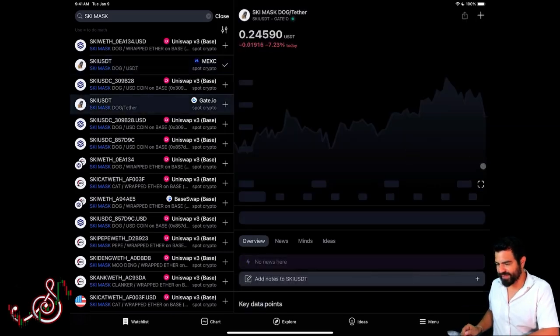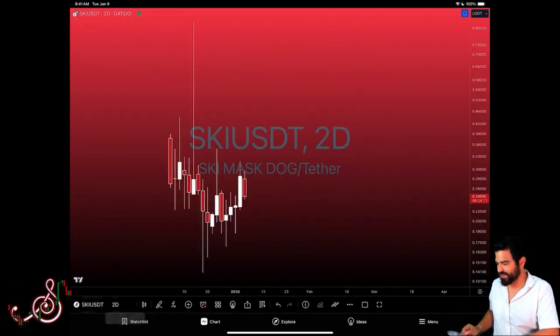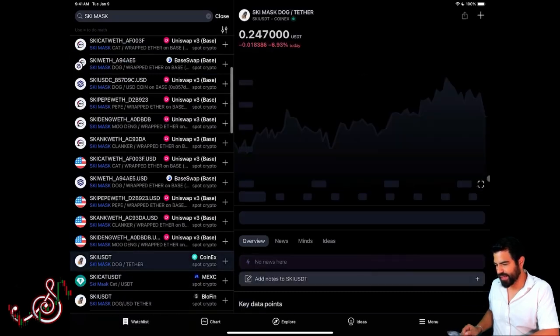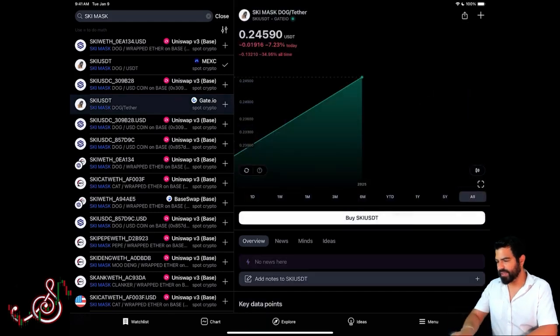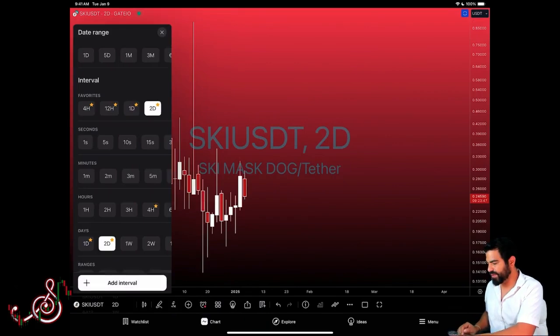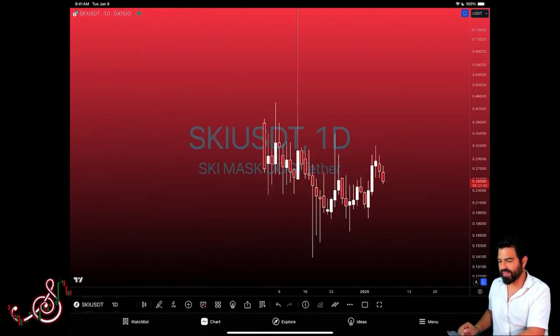Let's look on Gate.io to see if they got any further data. Nope, same. We got December 2024. It's a good coin. So we're going to look at Ski Mask Dog. It's a very new crypto, so with new cryptos, they don't have much.